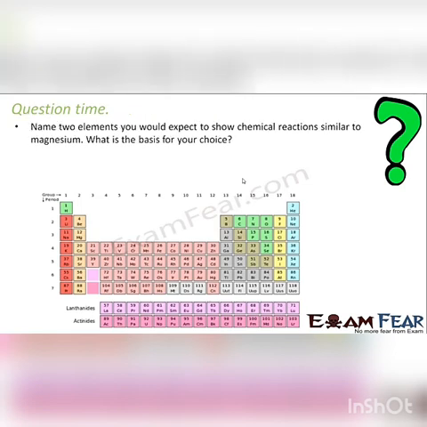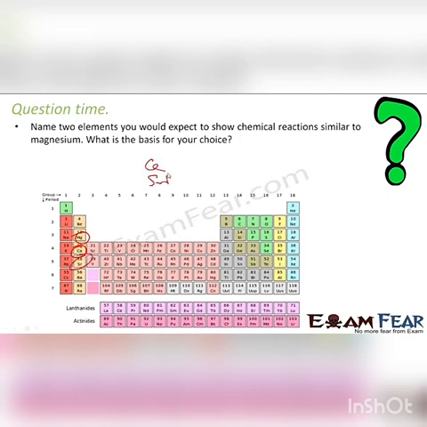Name two elements which you expect to show similar property as magnesium. And I have this magnesium. Where is my magnesium? This guy is magnesium. So I know that elements in the group will have similar properties. So I can pick any of these elements. I can pick this, calcium.